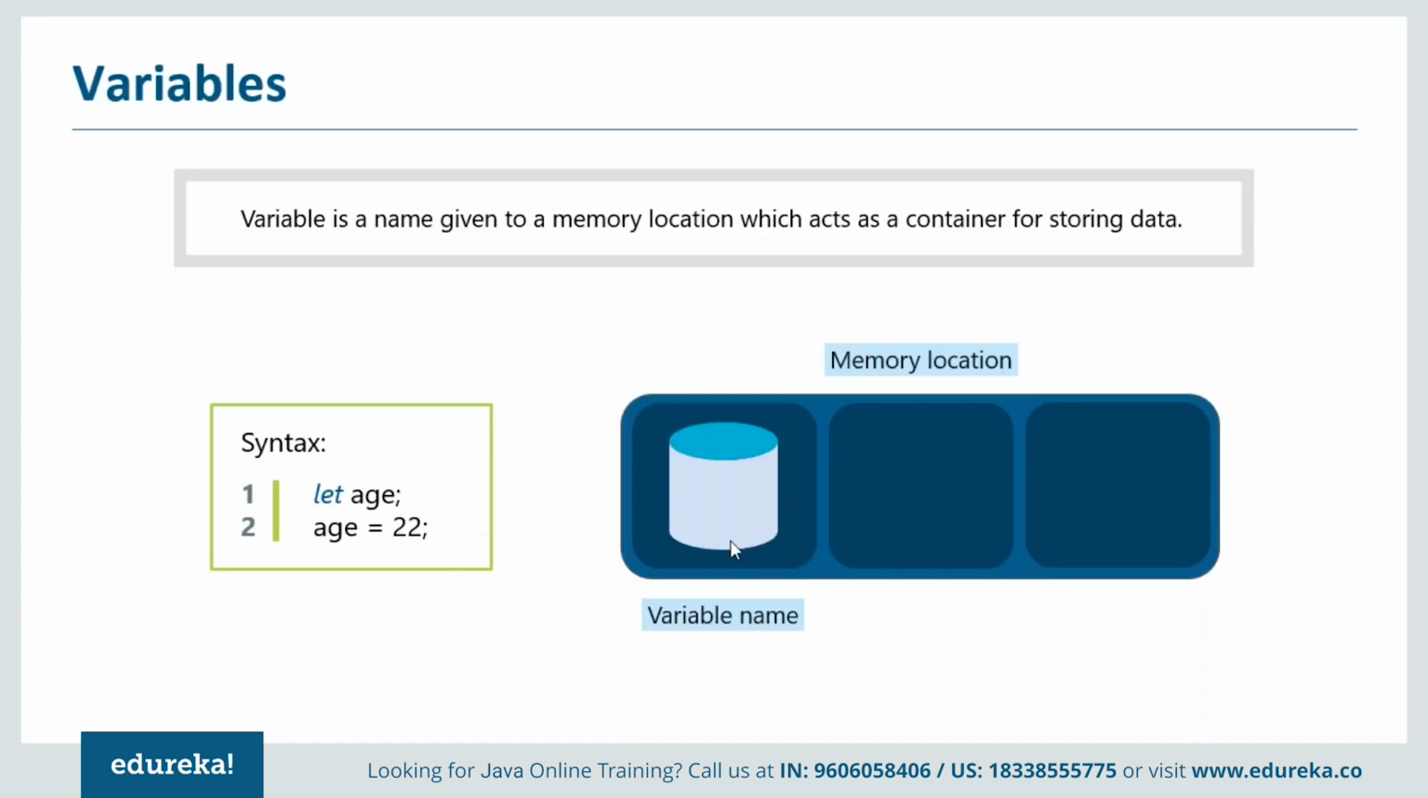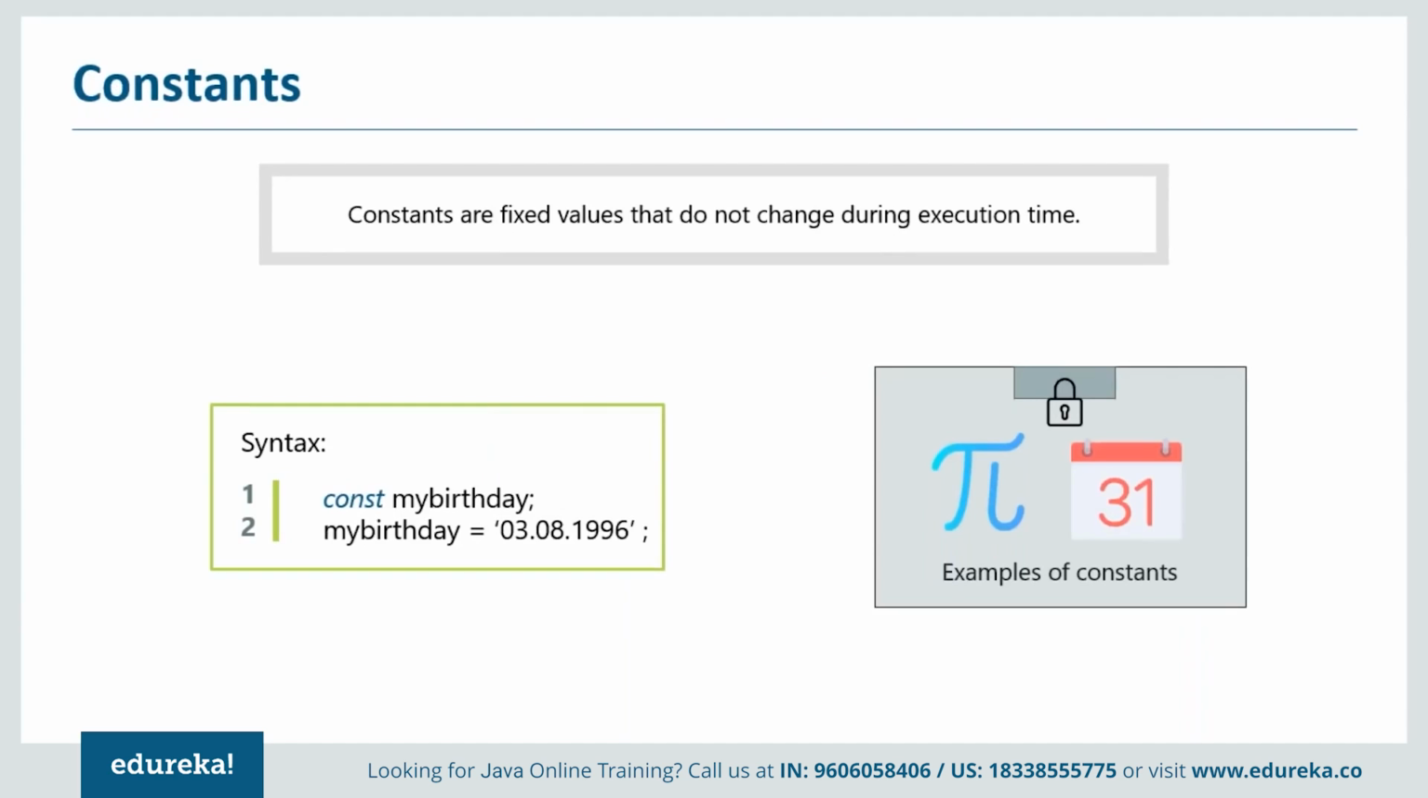Now let's perform this practically so that you understand it better, which is constants. So what are constants? Constants are fixed values that do not change during execution time. There are times when we don't want the value of a variable to change because it might disrupt the whole workflow. In such situations, we make use of constants instead of variables. Here you can see the syntax of constants. In order to declare a constant, you use the keyword const.